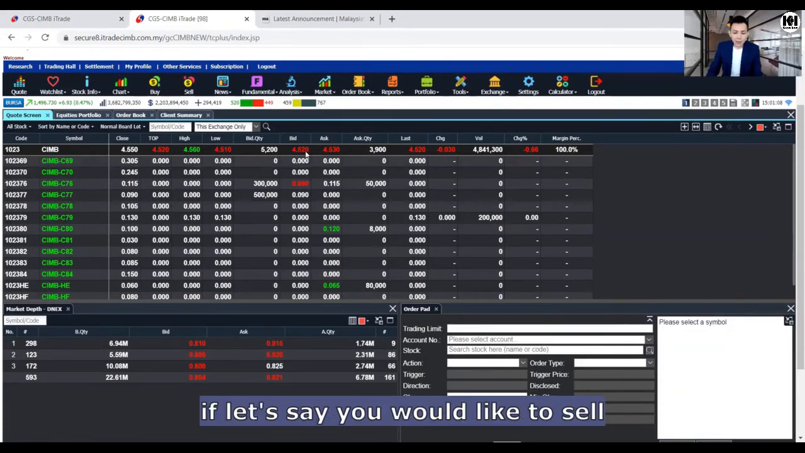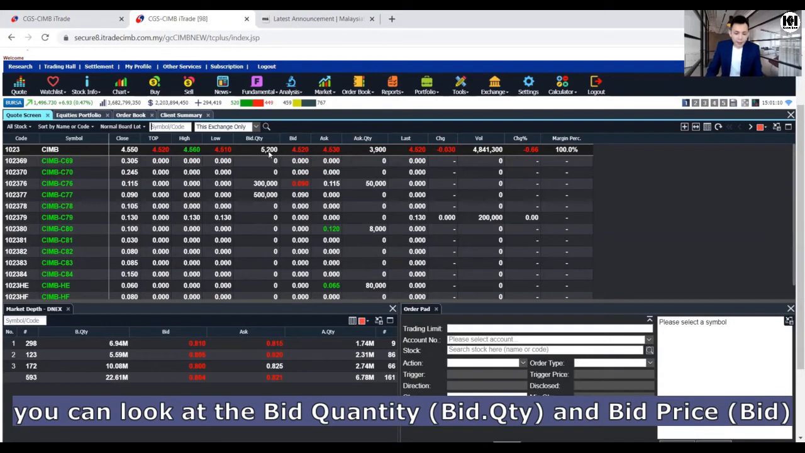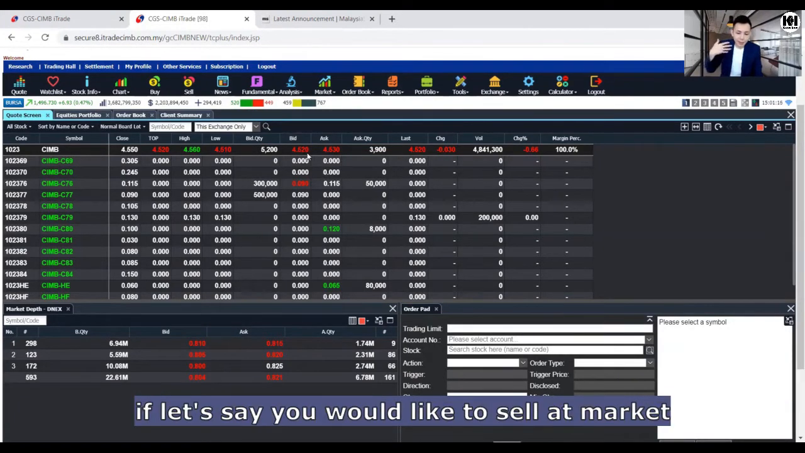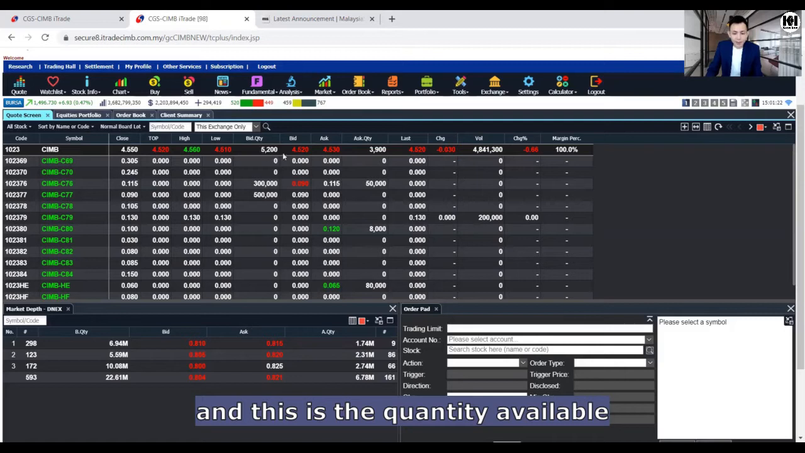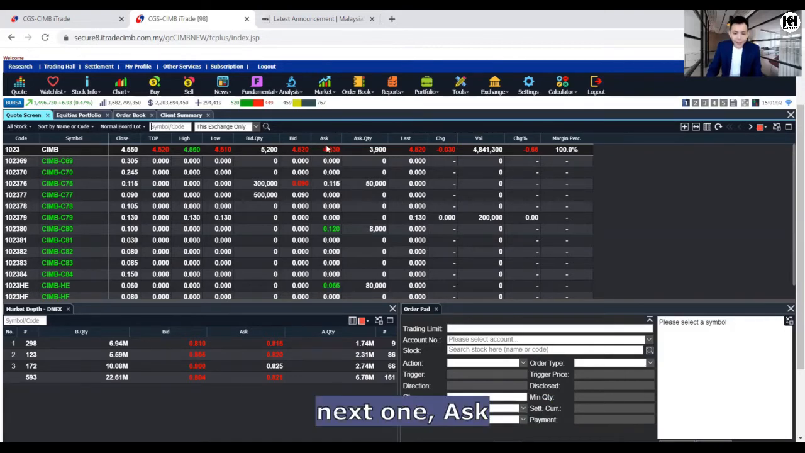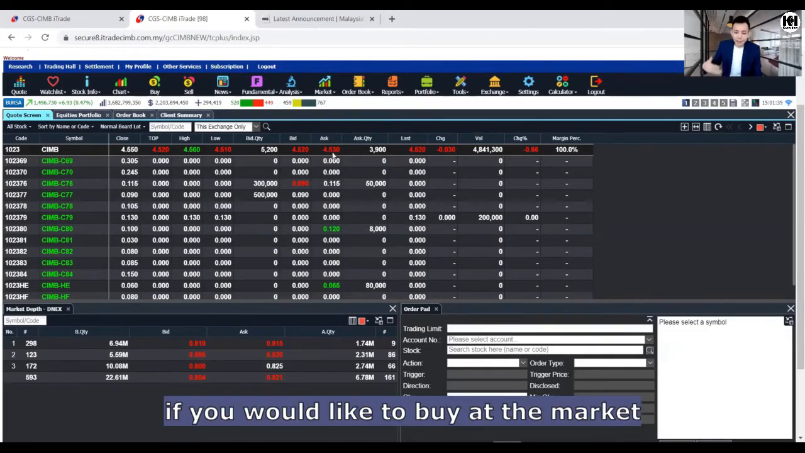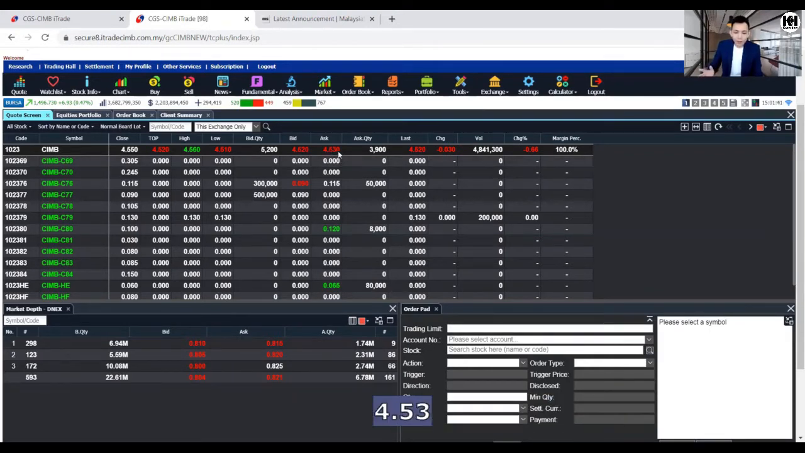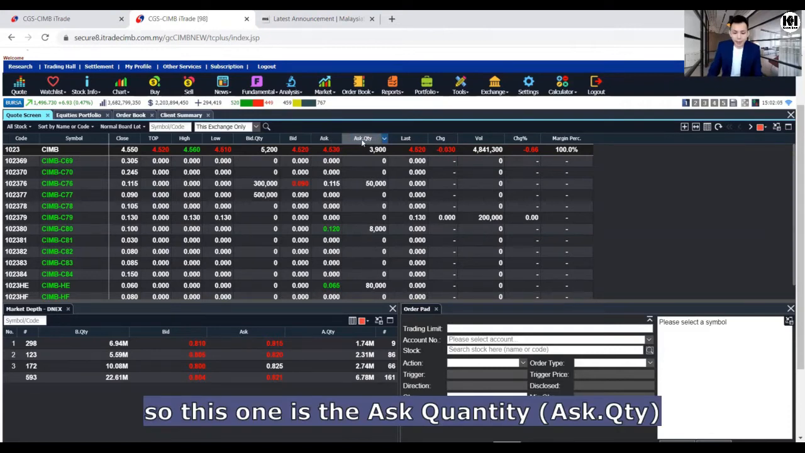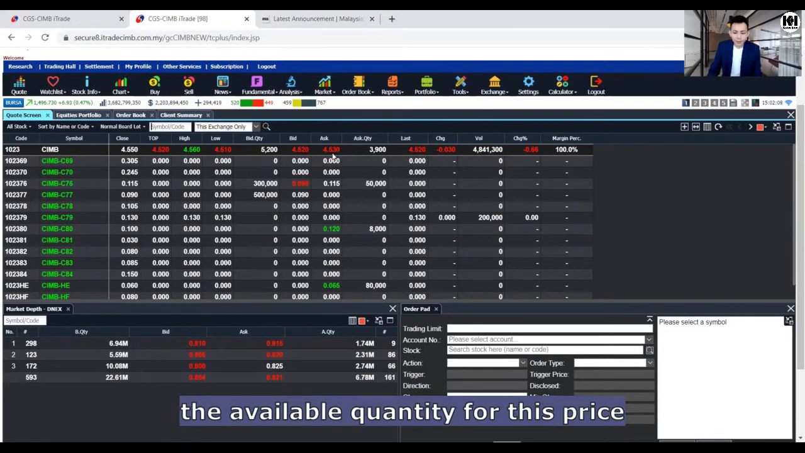If you would like to sell, you can look at the bid quantity and bid price. If you would like to sell at market, this is the price that you can sell at market, and this is the quantity available. Next one, ask. Ask is the sell price. If you would like to buy at market, this is the price you should look at, 4.53. So this one is the ask quantity, the available quantity for this price.